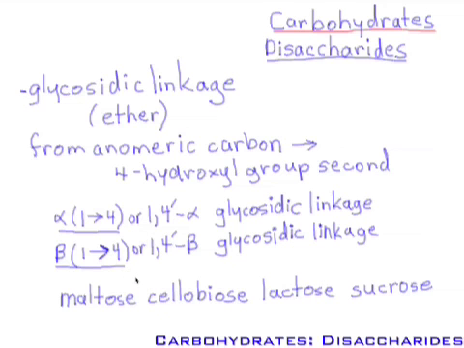Now, these glycosidic linkages between two monosaccharide units can be hydrolyzed by hot dilute acid to form free monosaccharides. The most common disaccharides are maltose, cellobiose, lactose, and sucrose. And we're now going to take a close look at these four disaccharides. The first one is maltose.